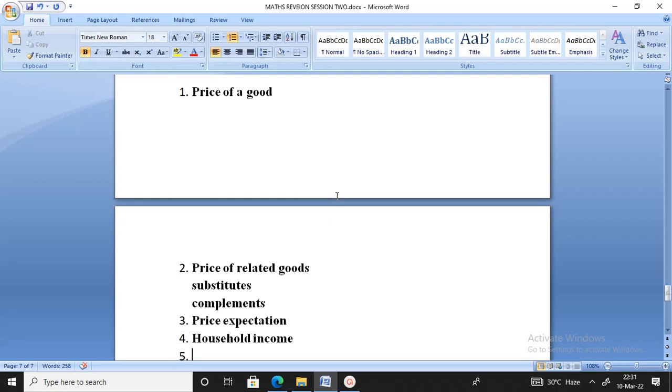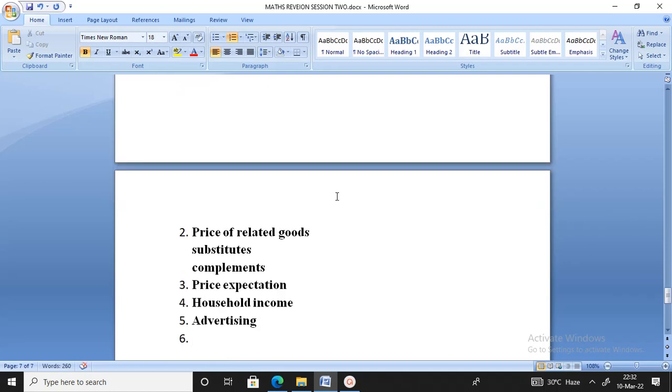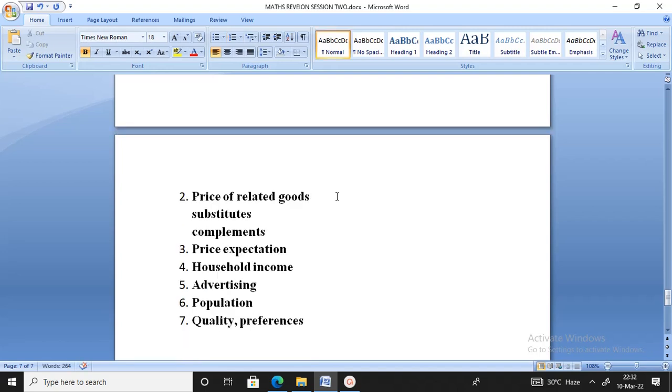The other thing that influences demand is advertising. Advertising has a great influence on demand. If you advertise more, your demand will go up. The other thing that influences demand is population. An increase in population forces demand to go up. Then other things you can cluster together, like quality, customer preferences, etc. Those are some of the factors that will cause demand to change.